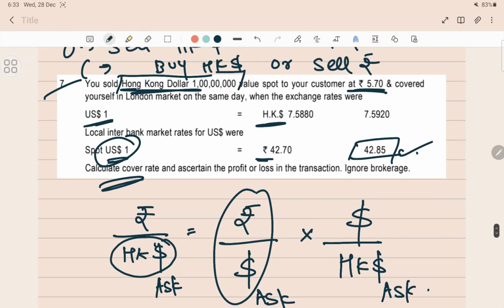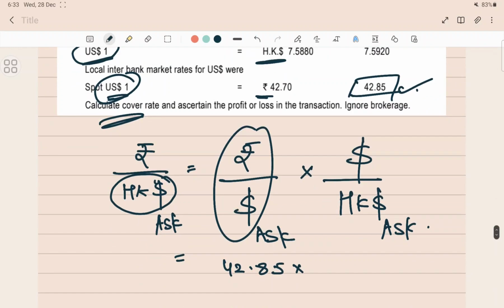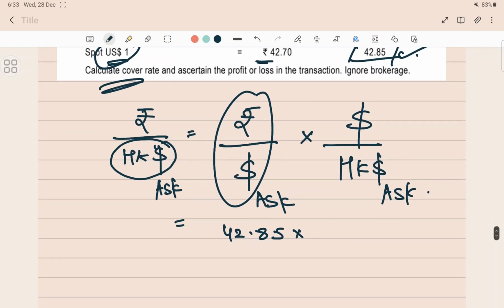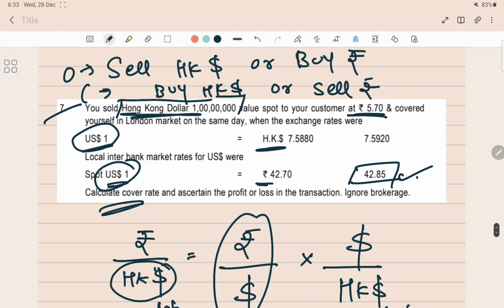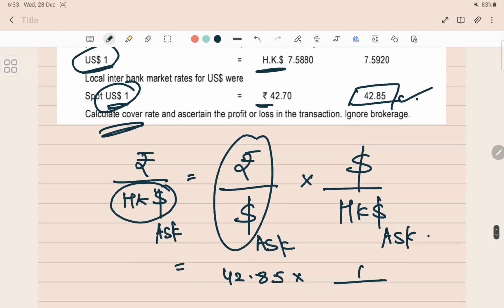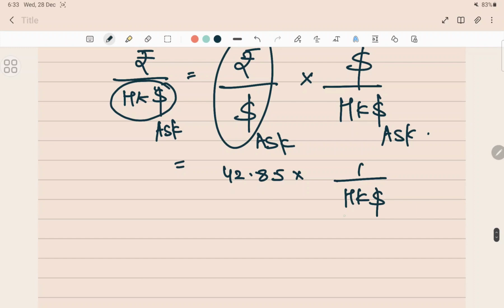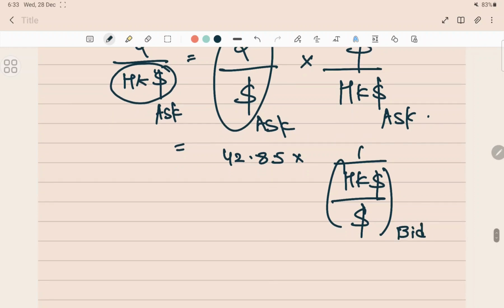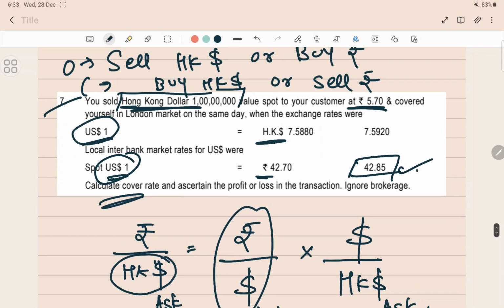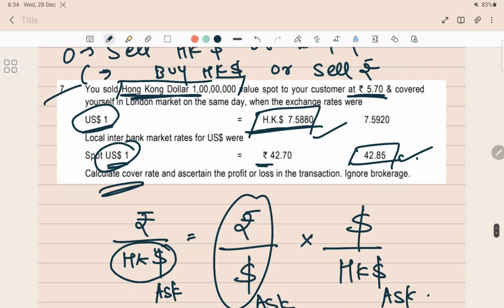And then we want dollar upon HK dollar. Do we have that code? Unfortunately we don't. We have a direct dollar code vis-a-vis HK dollar, that is, we have HK dollar upon dollar. But what we want is dollar upon HK dollar. So we can use the inverse code, simple. So into 1 upon what we have, HK dollar upon dollar. Since we are using inverse, we cannot use the same ask. We have to use the opposite, which is bid, the other rate. So bid means the smaller rate, this one, 7.5880.